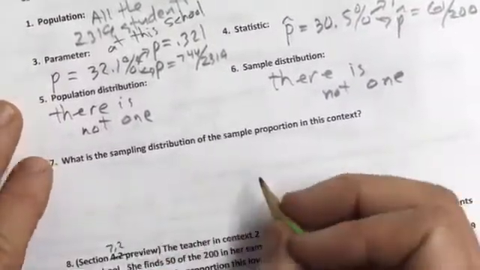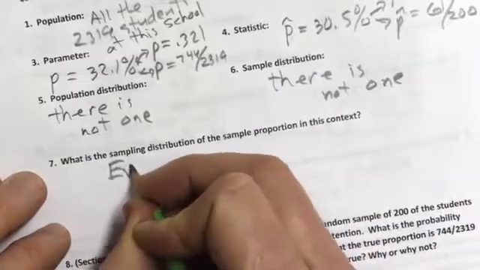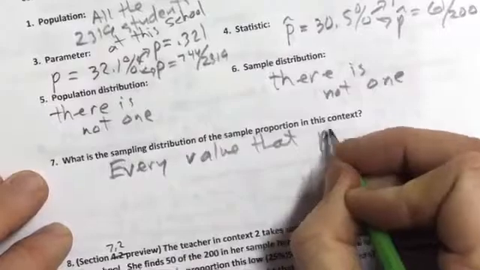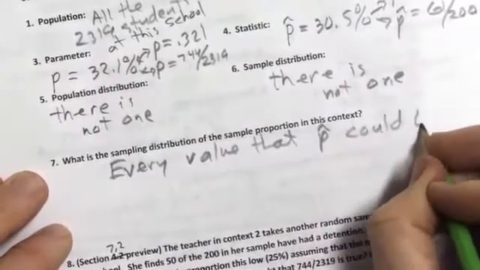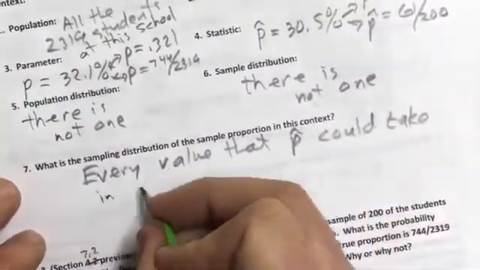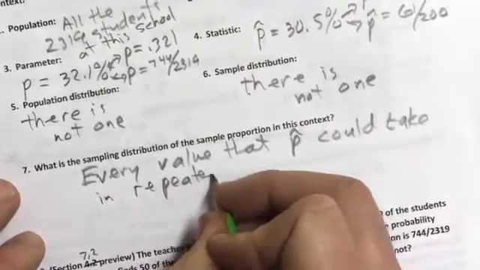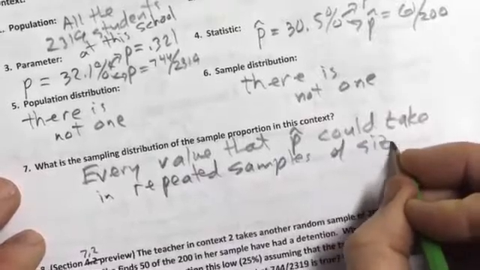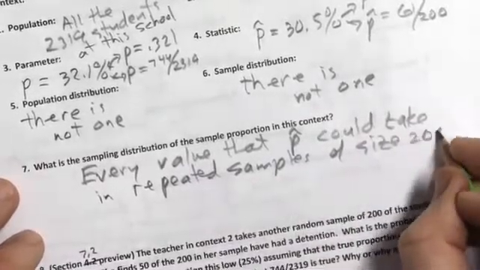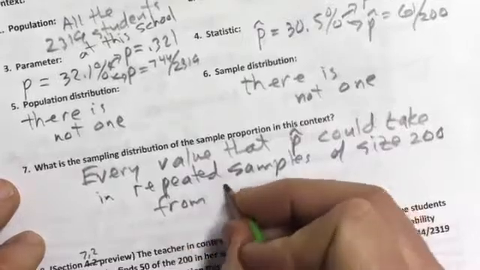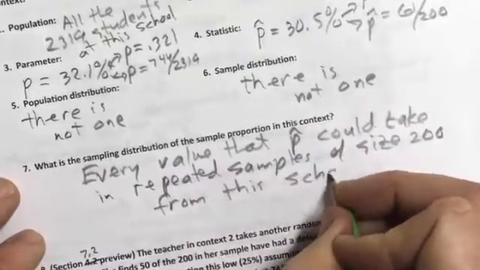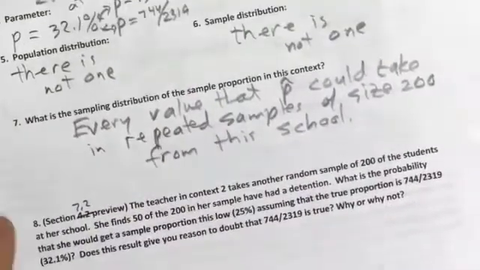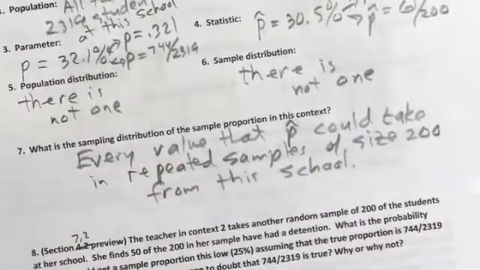And so what is the sampling distribution? It is every value that p-hat could take in repeated samples of size 200 from this same population, from this school. That is what a sampling distribution is: every value p-hat could possibly take. And that is in essence, once again, the theory of section 1.